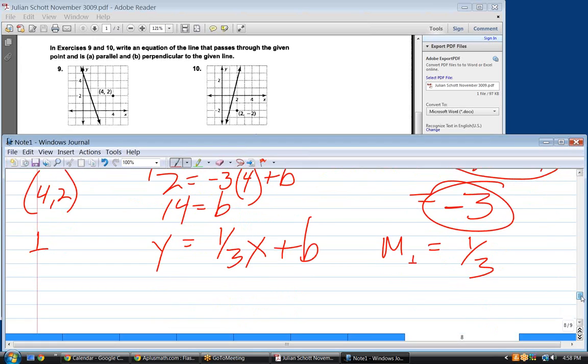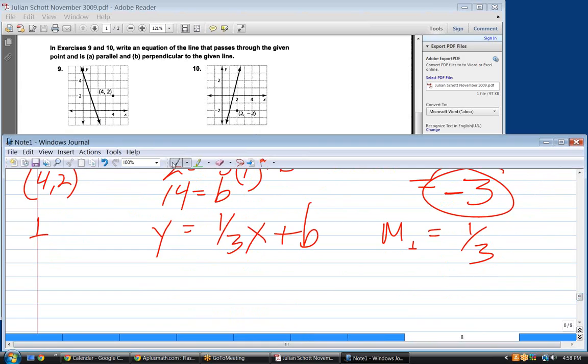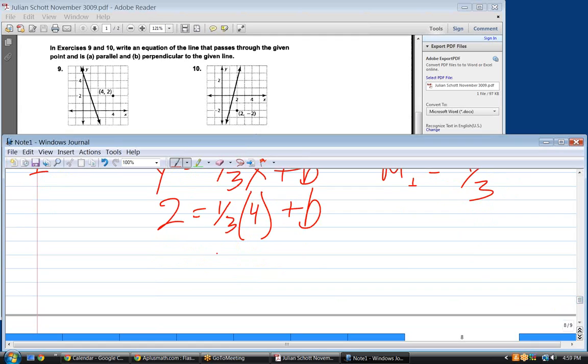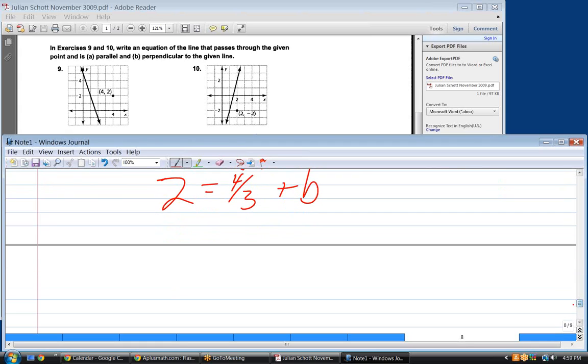The second equation, how do I solve for b? 2 equals 1/3 times 4 plus b. What's b equal to? Do it in 2 steps. What do I have to do to both sides of the equation? Minus 4/3.